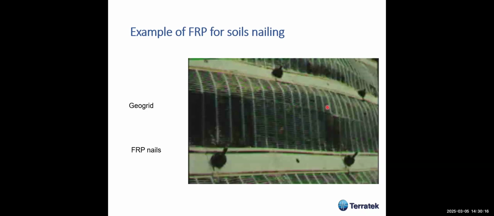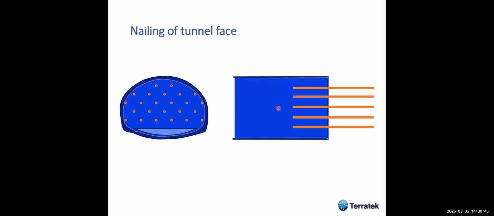This is an example in Britain of a wall in which everything was made of plastic, except, of course, these profiles here, which distribute the load. So we have a geogrid, and we have these FRP bolts, okay? This was a very contaminated site. That's why they used this solution for a wall.